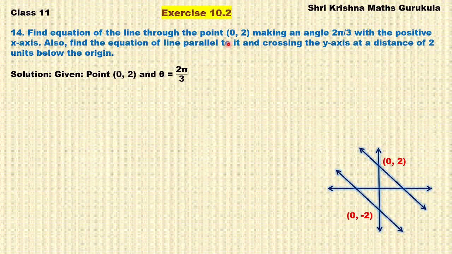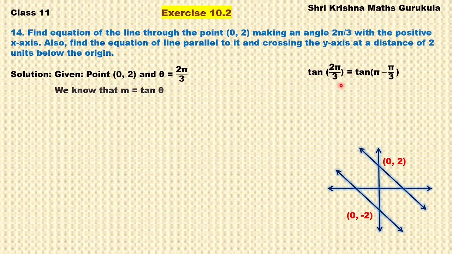To find the equation of the first line which passes through (0, 2) and makes an angle of 2π/3, we already know that m is equal to tan θ. That is, the slope of the line is equal to tan of the inclination. So we have to find tan 2π/3 now. See, it lies in the second quadrant. The tan function is negative in the second quadrant. So 2π/3 is 120 degrees, which can be written as 180 minus 60. In radians, it is tan of (π - π/3).